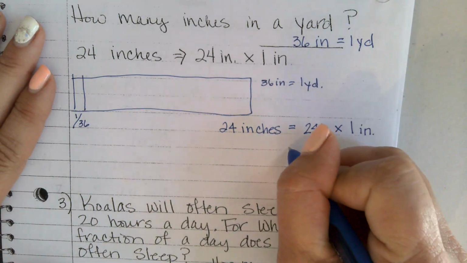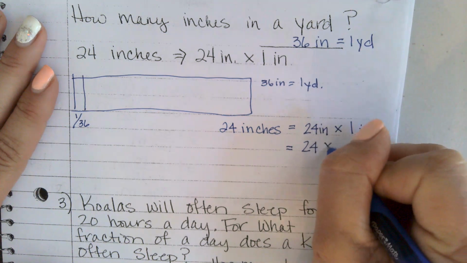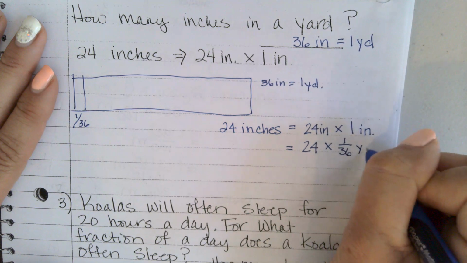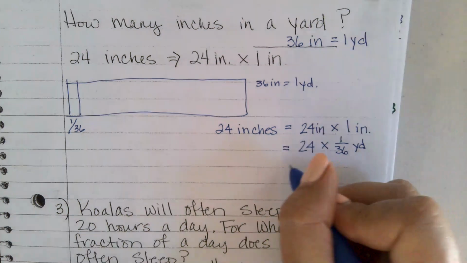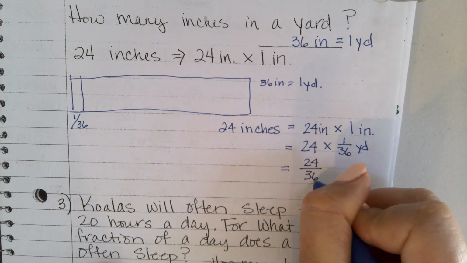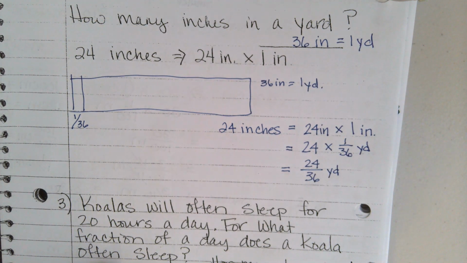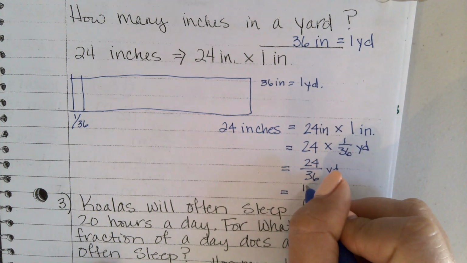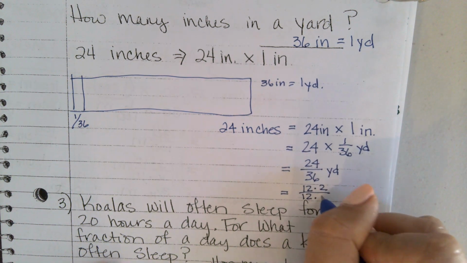Okay, so we have 24 copies of 1/36 of a yard. So that's where we rename it right there. So what is that? We're going to go ahead and multiply and get 24 over 36, right? Okay, but we're not going to leave it like that. What numbers do they have in common so that we can simplify? 12 times 2. How about 12 times 3?